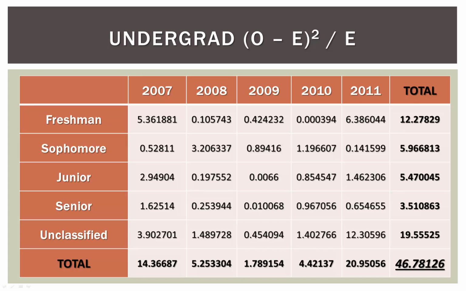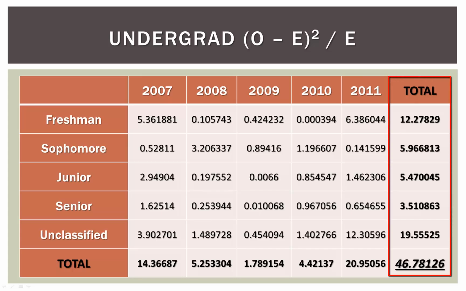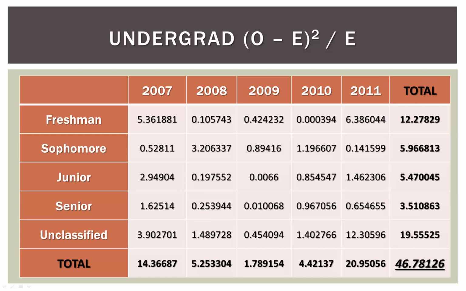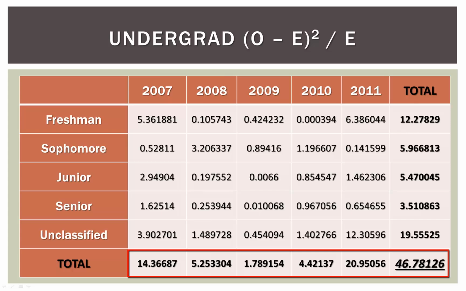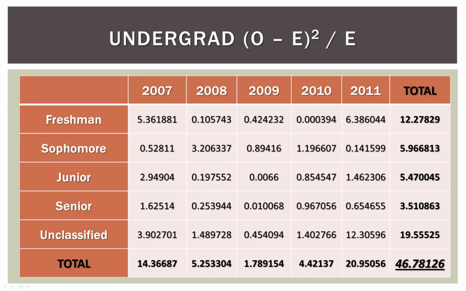Now, just like the enrollment data, if we go to our total columns and rows there at the right-hand side and bottom, if we add all those up, so if I go to the total column on the right and I add up all those numbers, I end up with 46.78126. Now if I go along the total row at the bottom, if we add all those up, we come up with 46.7126.